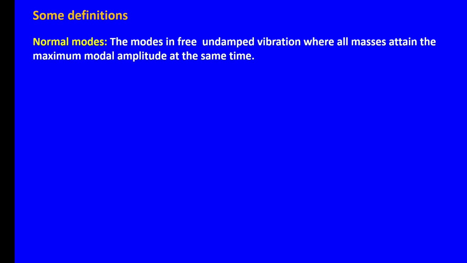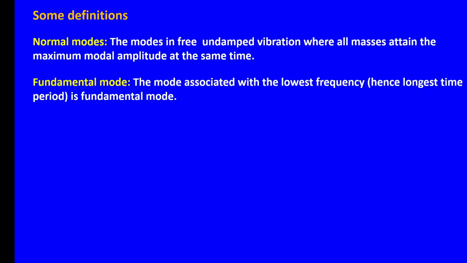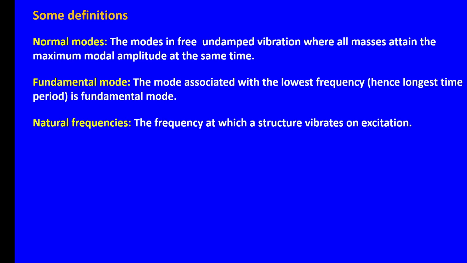Normal modes are the modes in free undamped vibration where all masses attain the maximum modal amplitude at the same time. They move in unison, then it is the normal modes. Fundamental mode is the mode associated with the lowest frequency, hence the longest time period. Natural frequency is the frequency at which a structure vibrates on excitation.